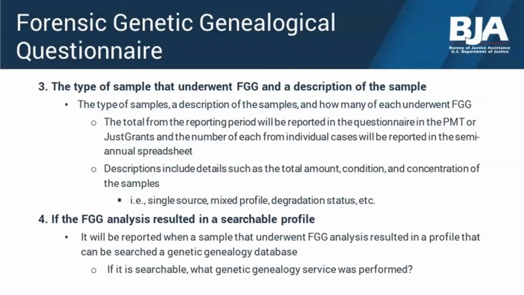The third question will ask about the type of sample, reference or forensic, and how many of each type of sample underwent FGG analysis. Descriptions of the samples will also be reported. The total amount of each sample will be reported in the quarterly questionnaire. Each sample by case will be reported in the semi-annual spreadsheet. Tables include information on the total amount, sample, condition of the sample, for example, its degradation status, and concentration of the DNA in the sample.